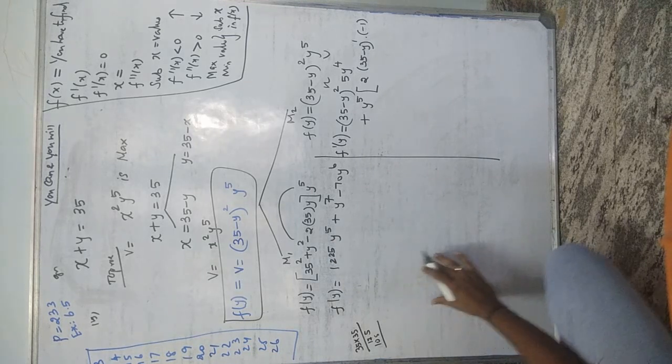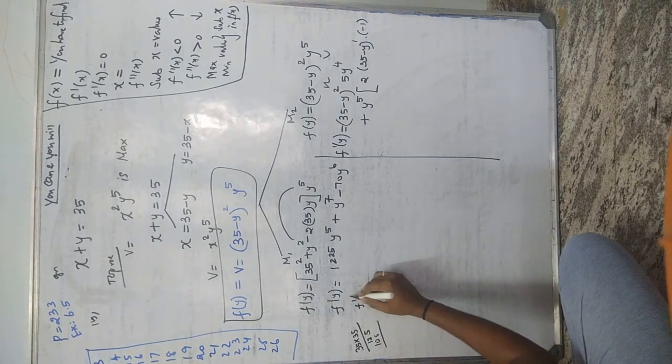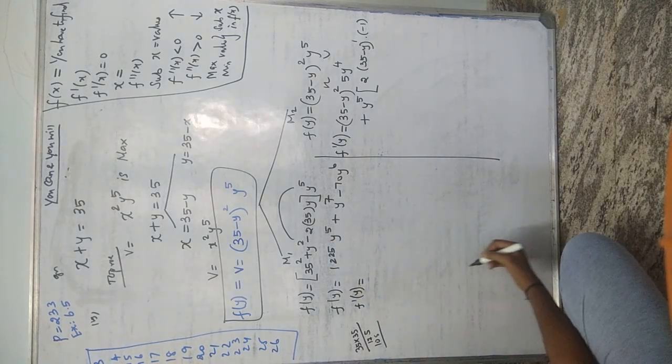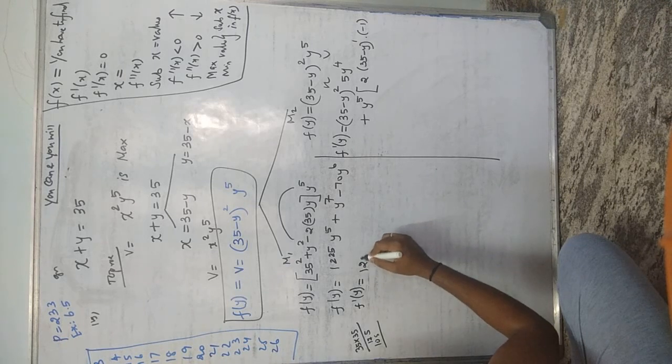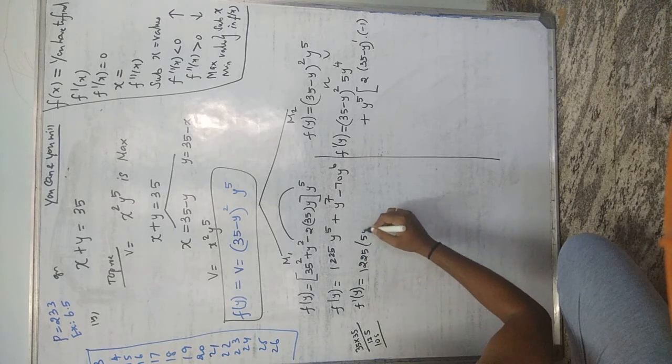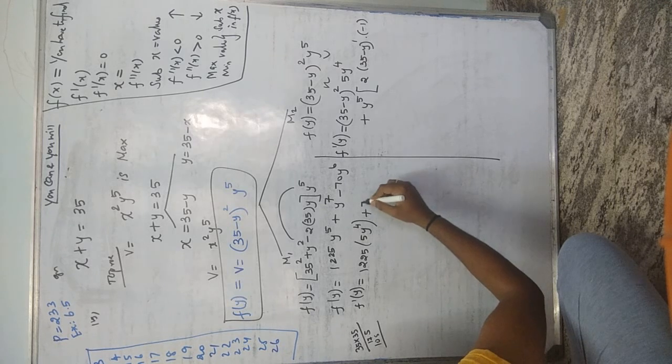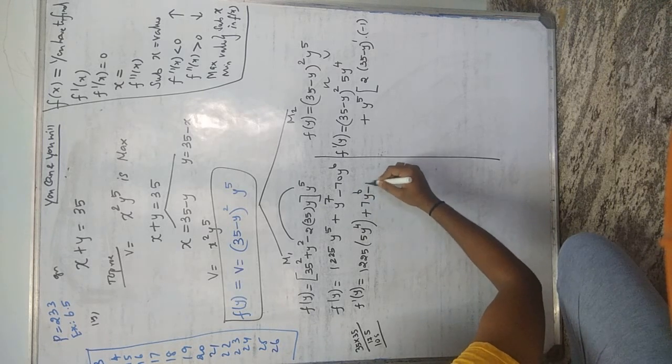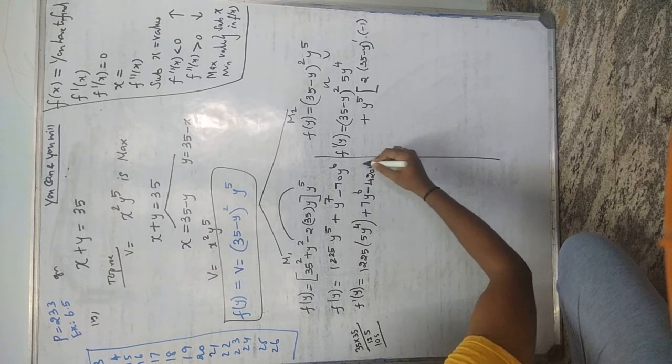Expanding and then you have to differentiate. If you differentiate here also, f dash of y equal to, if you differentiate 1225 y to the power 5, you get 6125 y to the power 4, 7y to the power 6, and 420y to the power 5.